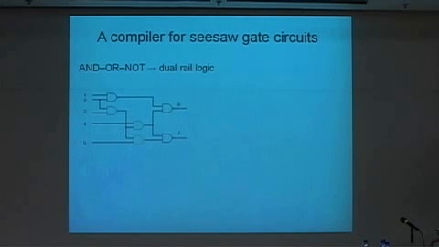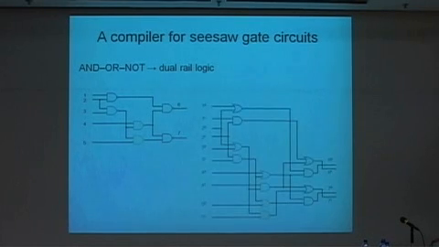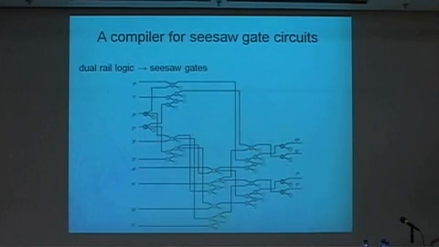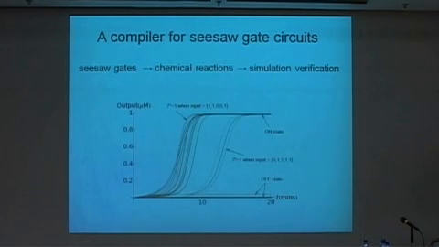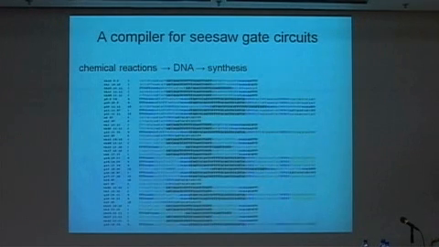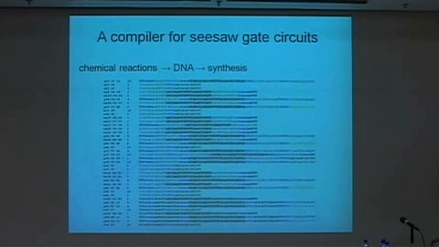So this is a demo of our compiler. This is a circuit with 5 inputs, 6 NAND gates, and 2 outputs. We translated it into the equivalent dual rail circuit, and then into its implementation as a network of seesaw gates. Then we simulated all 32 possible input combinations. The output was verified to be correct. And then the seesaw gates were compiled into DNA sequences like this.